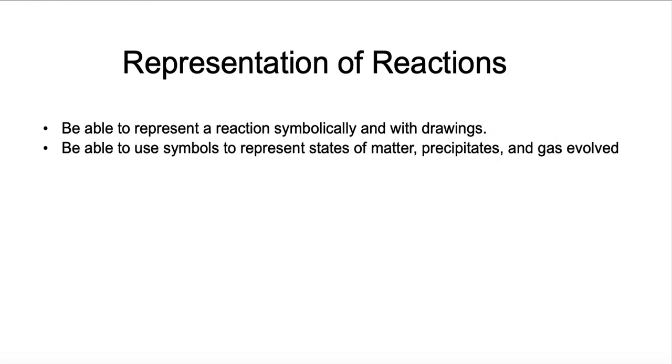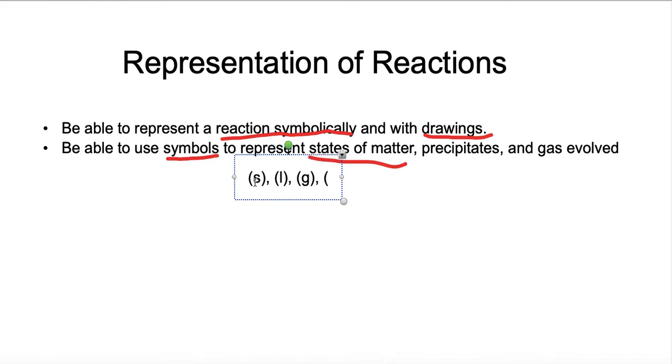All right, representation of chemical reactions is just the idea of being able to represent them symbolically. This is our chemical equation, and to be able to represent them with drawings. You also need to know all the symbols that you can use. States of matter, so we should know what the states of matter are. S is a solid, L is a liquid, G is gas, and of course the aqueous one.